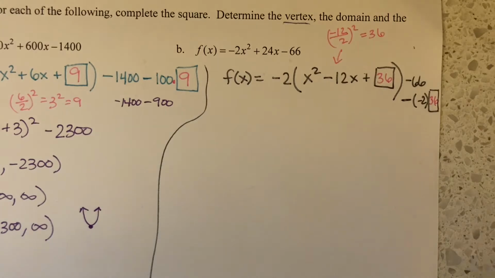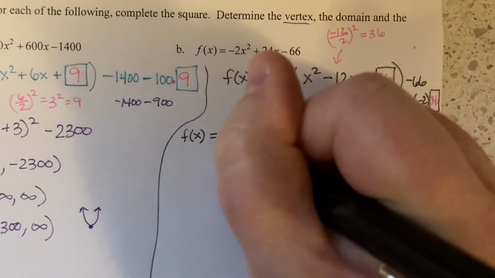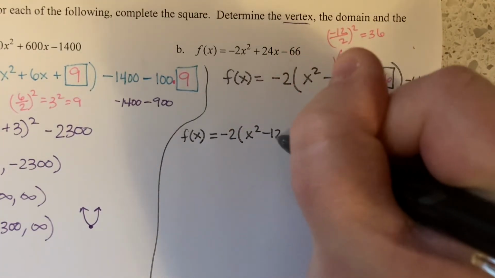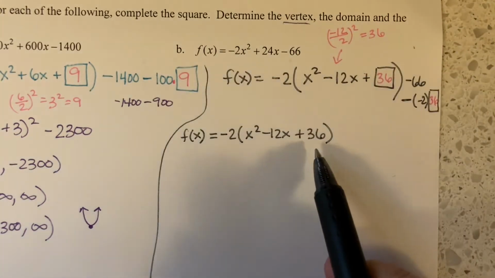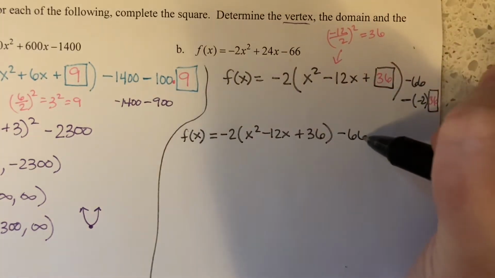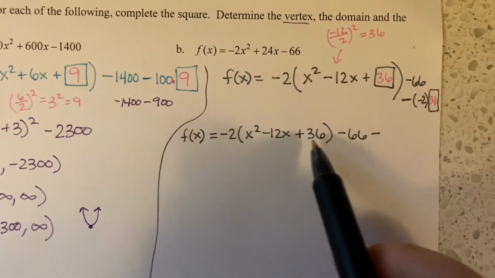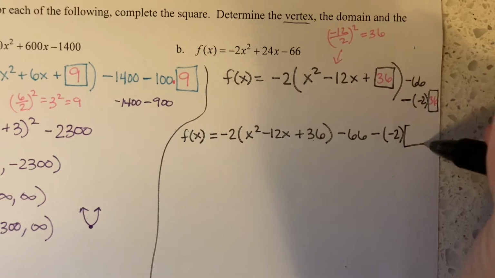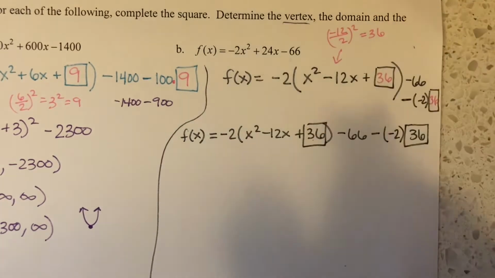Let me write it out a lot better here. So now I have f of x equals -2 times x squared minus 12x. And what I'm adding is 36. The minus 66 was part of the original problem. But now, because I added this 36, I need to subtract -2 times that same 36. I'm just rewriting it because I was all squished before.